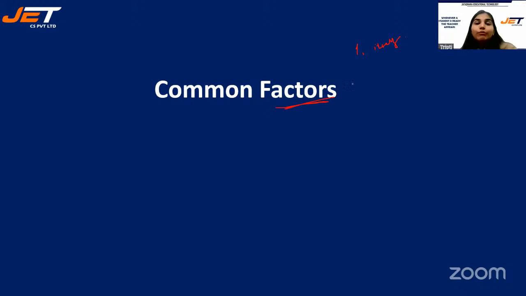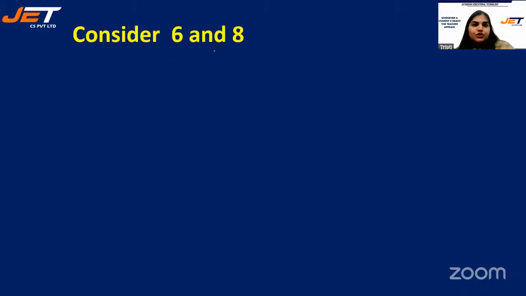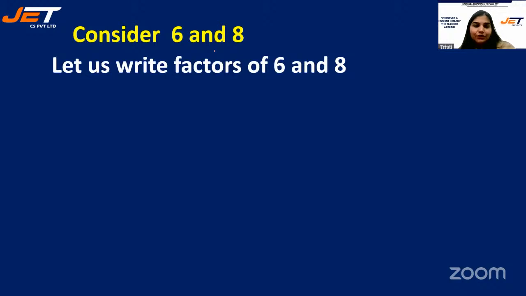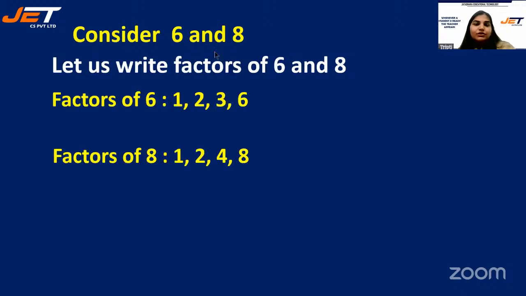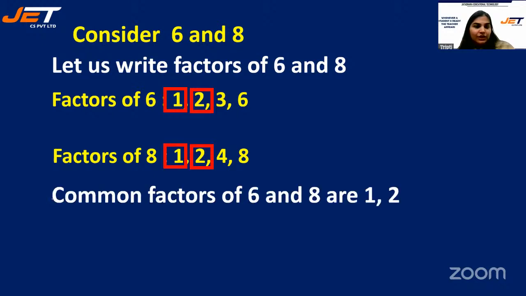Now we will talk about common factors. Common means the same. Common factors. So here, if I talk about the factors of 6 and 8, now you know how to find the factors. These are the factors of 6 and 8. Now common means same, right? So here, the same factors of both. I can see 1 is the common factor, 2 is the common factor, and nothing else. So the common factors of 6 and 8 are 1 and 2.